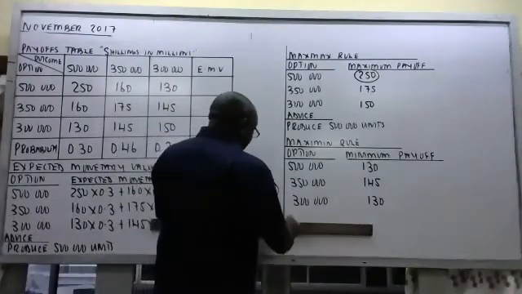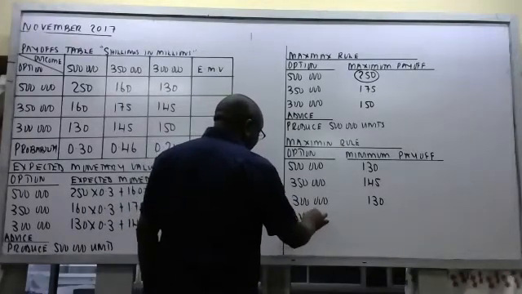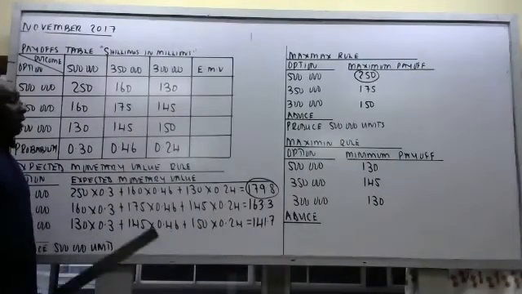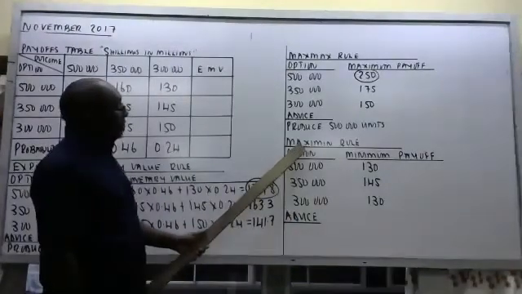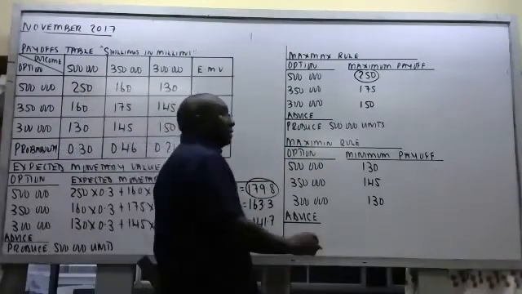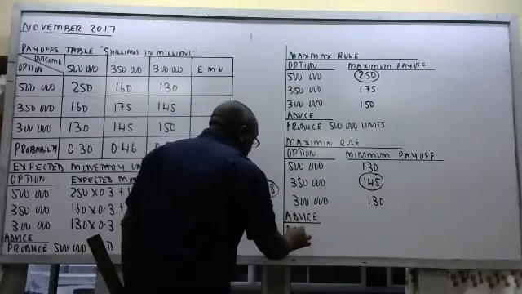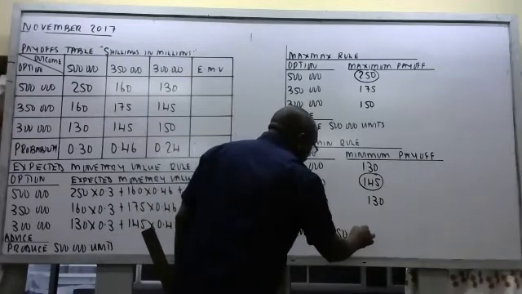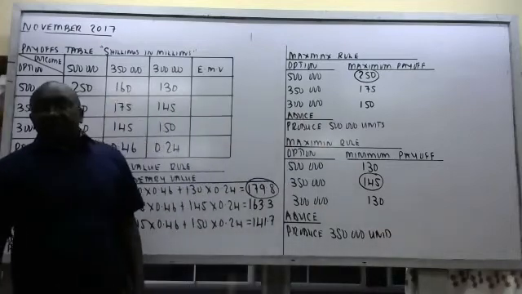And then the advice that we shall offer is that you are supposed to pick the maximum of the minimums. So the maximum of the minimums here is this one. So we will tell them to produce 350,000 units.